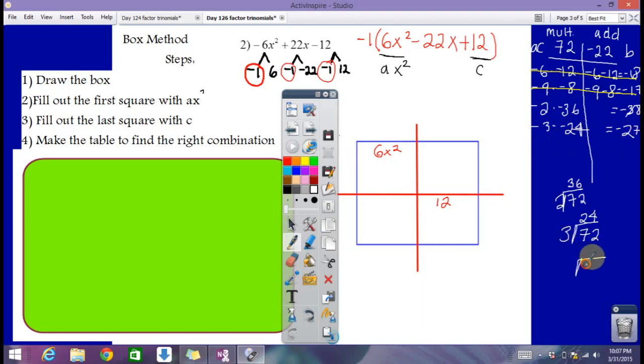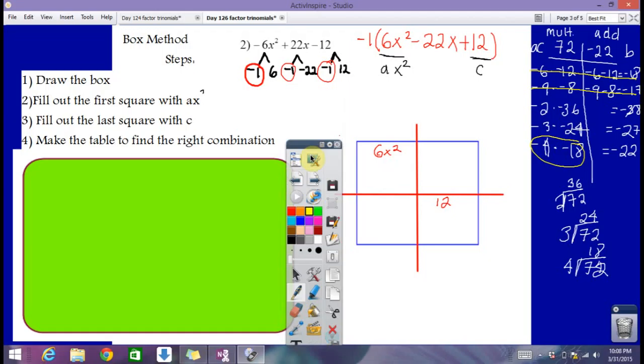So let's try dividing by 4. 72 divided by 4 gives you 18. So negative 4 times negative 18, that adds to negative 22. So yep, it works. So here is the right combination that we want: negative 4 and negative 18.